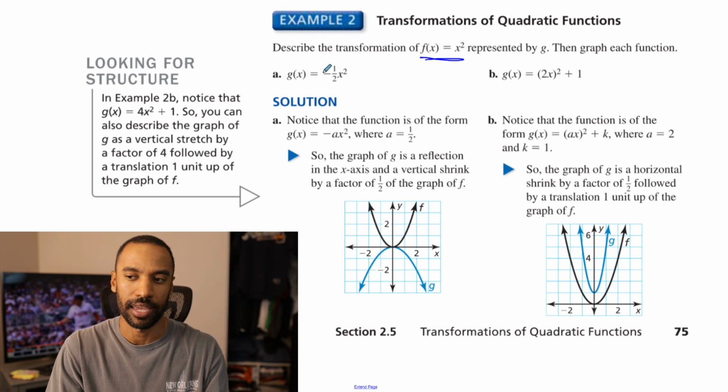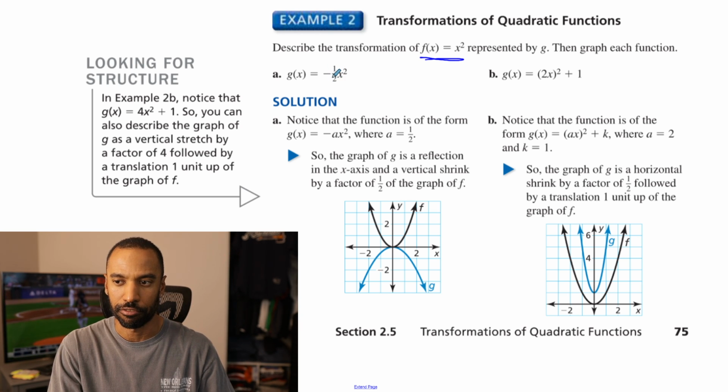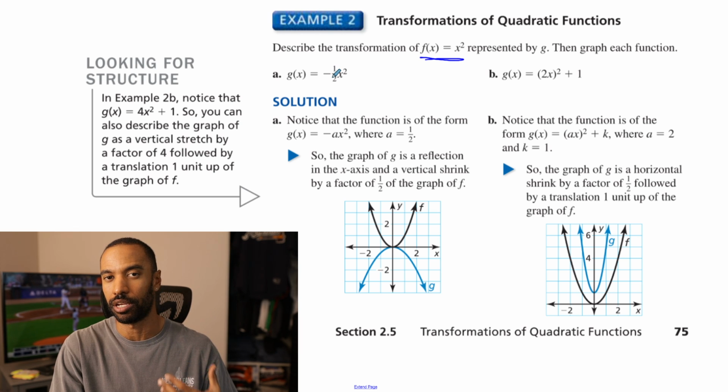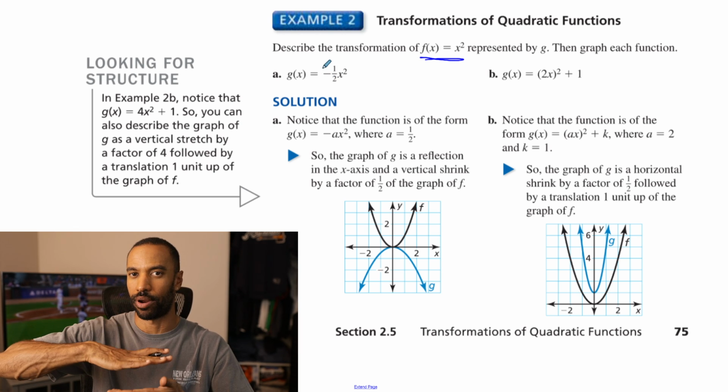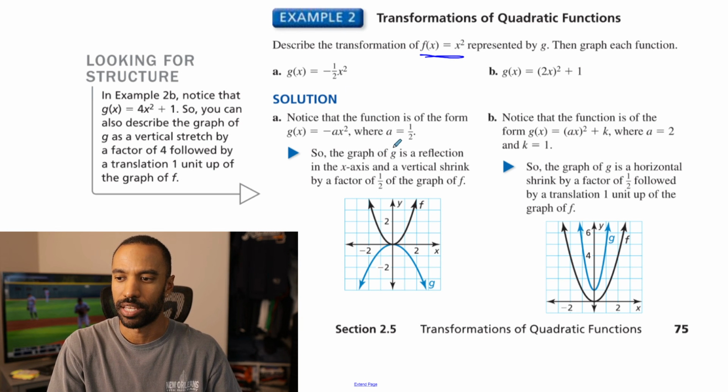Two things are happening. The negative means we're reflecting over the x-axis. We're making the y values negative. And the 1/2 in front of the x squared means we're vertically compressing this graph by a factor of 1/2. So we're shrinking it, flipping it over and shrinking it. And that's where they say those two things. Vertical shrink by a factor of 1/2.